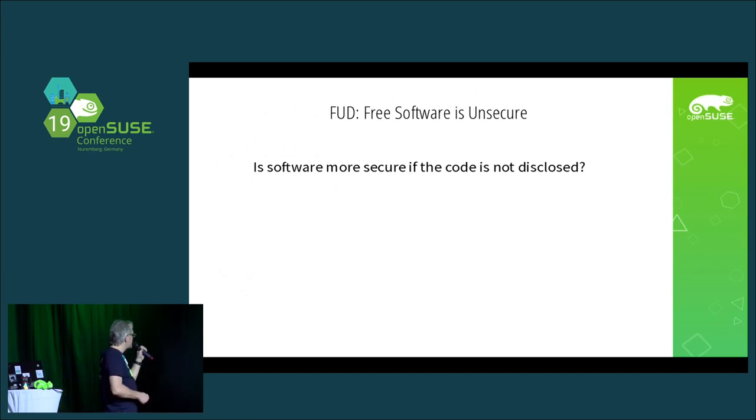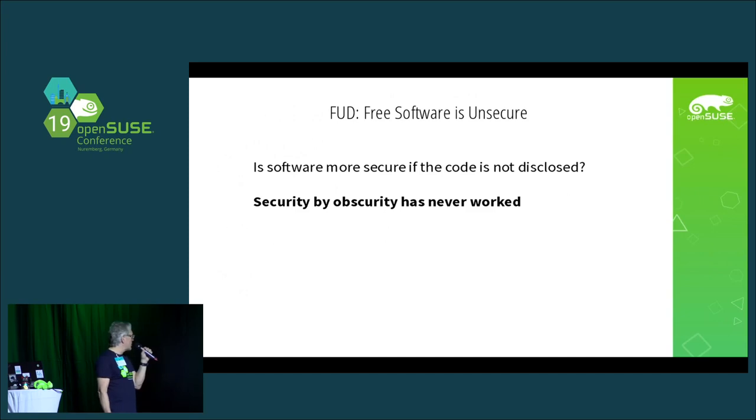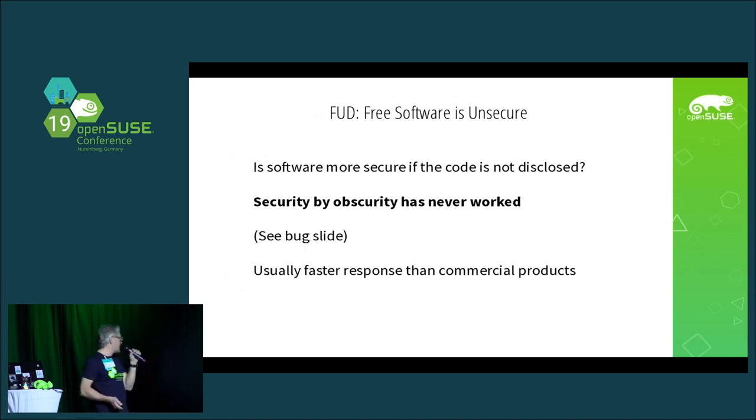If the software is disclosed, or if the code is not disclosed, is it more secure? Well, in general not, because this security by obscurity has never really worked. And this is the reason why we still see so many so-called zero-day exploits that affect especially users of a certain desktop operating system, let's call it that way. So, yeah, take a look at the bug slide.